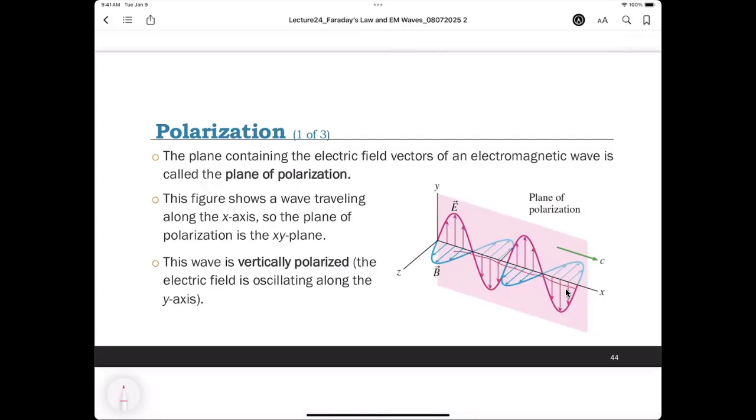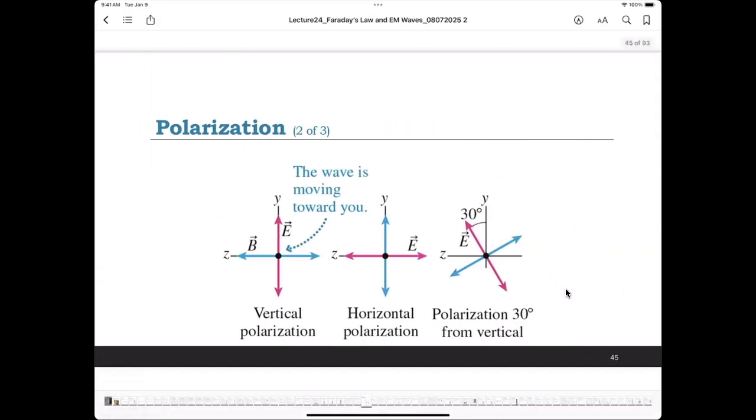Yeah, this direction. And so the plane of the polarization is the XY plane. This wave is vertically polarized. The electric field is oscillating along the y axis. You can see here the wave is moving toward you. This one means it is toward us, out of the plane.